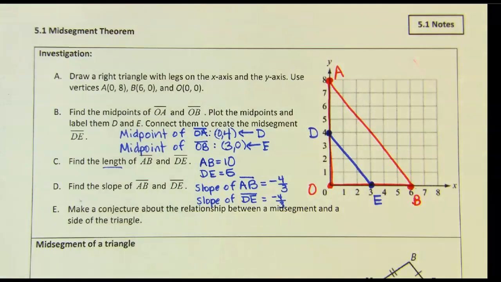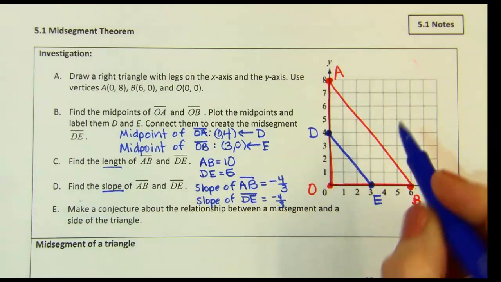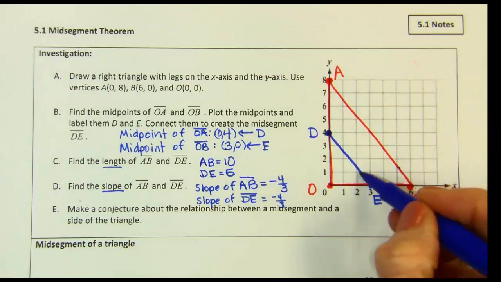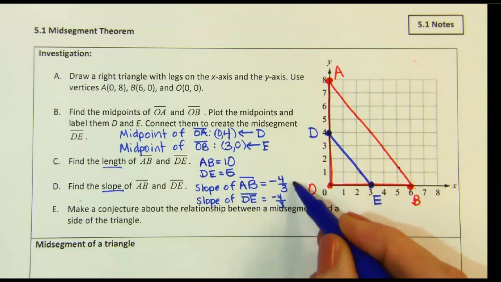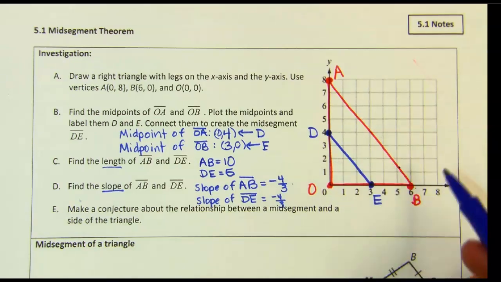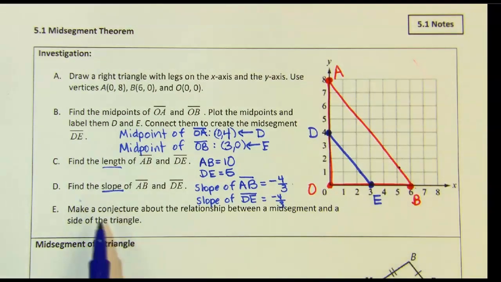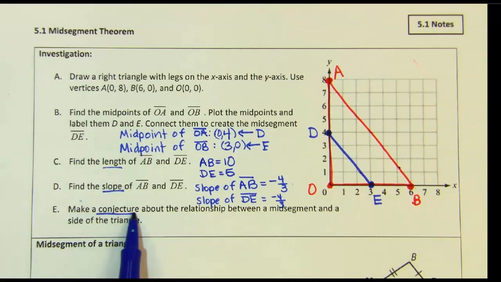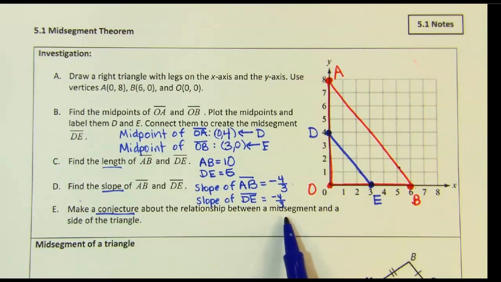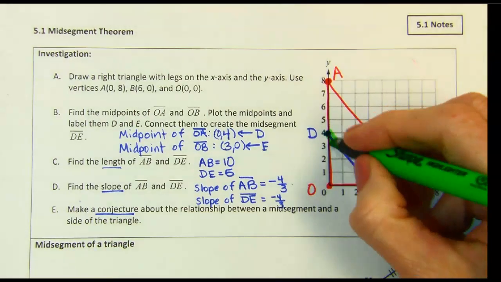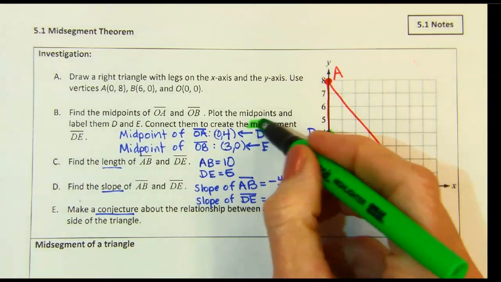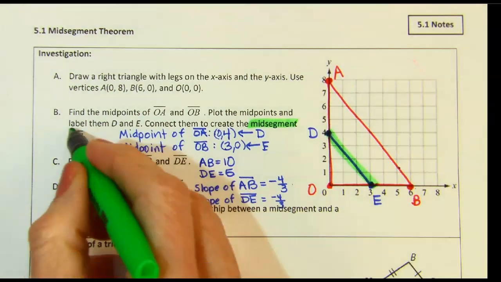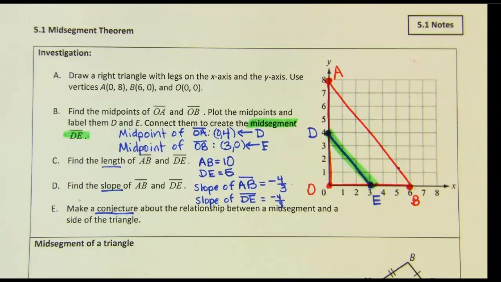Now, the next thing that you were supposed to do is to find the slope of the diagonals, the slope of AB and the slope of DE, and you will notice that they are parallel. So now, using the information that you have already found, it says to make a conjecture, a guess, about the relationship between a midsegment and the side of a triangle. So the first thing we need to say is that this right here is the midsegment. It's saying to connect them right here to create a midsegment DE. So that is the midsegment. Notice that it's at the midpoints of the triangle.